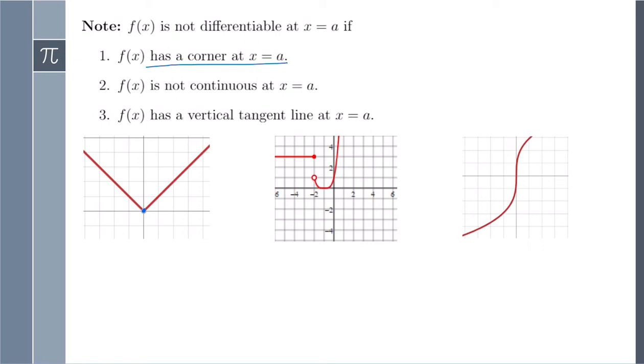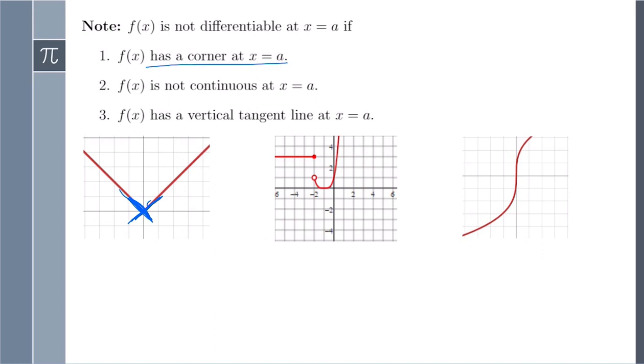The reason is, remember, the derivative represents the slope of the tangent line. One thing is we can draw numerous tangent lines at this corner. There's no unique tangent line. If we approach this point from the right, we have a positive slope. If we approach this point from the left, the tangent has a negative slope. So when we approach that point from two different directions, the slope is not the same. One slope is positive, the other is negative. That is why the derivative does not exist at that point.